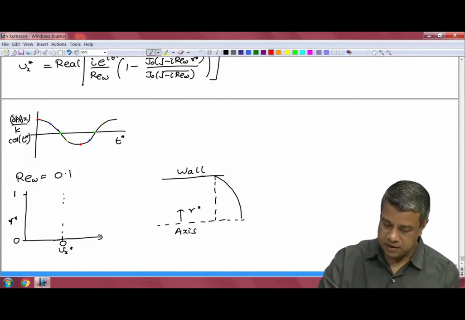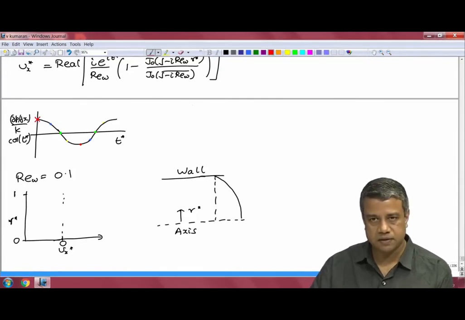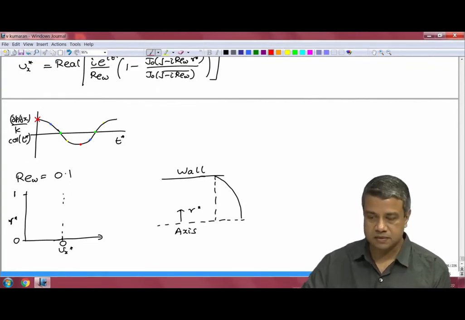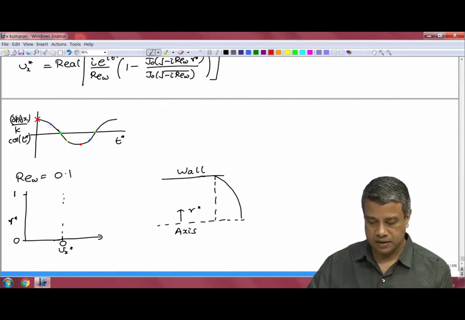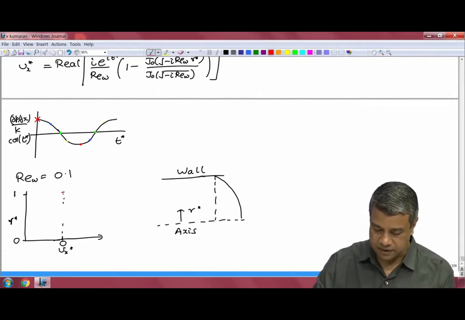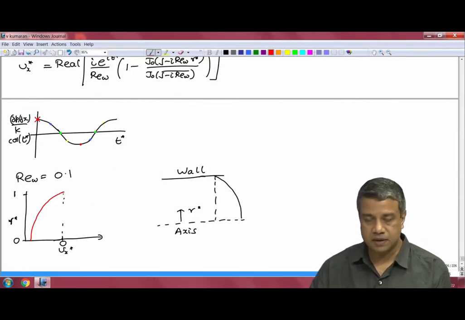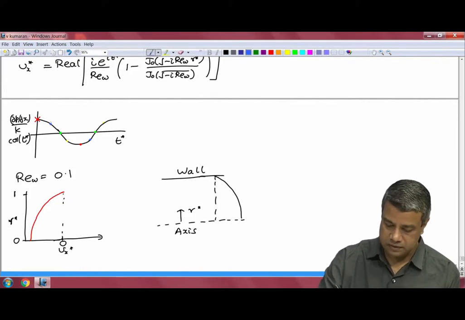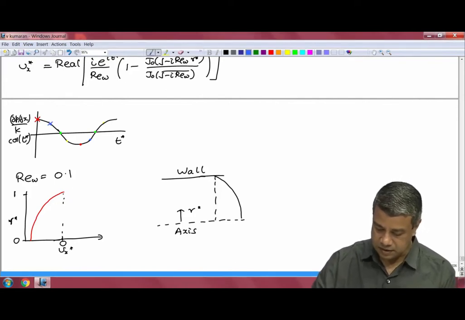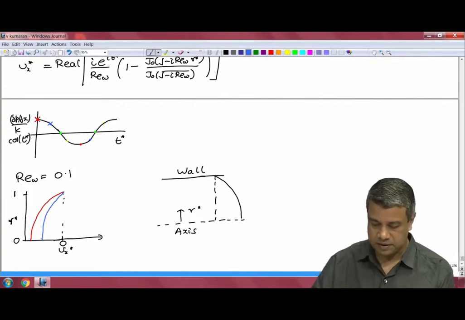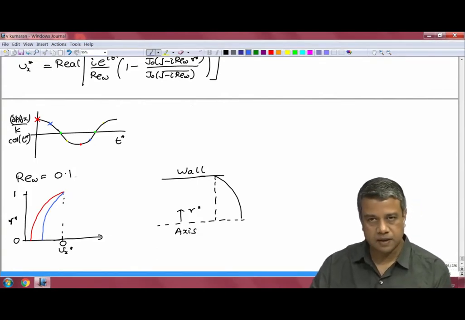At time t equal to 0, the pressure gradient is positive. That means that the pressure increases with downstream distance along the pipe, and therefore, the velocity has to be negative. The velocity will have a curve that looks like this, a negative value at that location, when the pressure gradient has a maximum positive value. At this point where the pressure gradient decreases, the velocity will look something like this. This is for Re omega equal to 0.1.